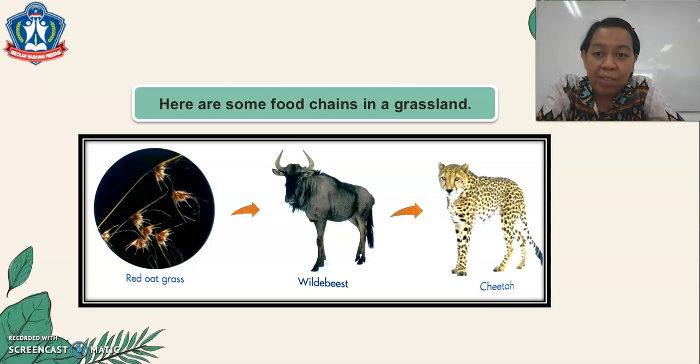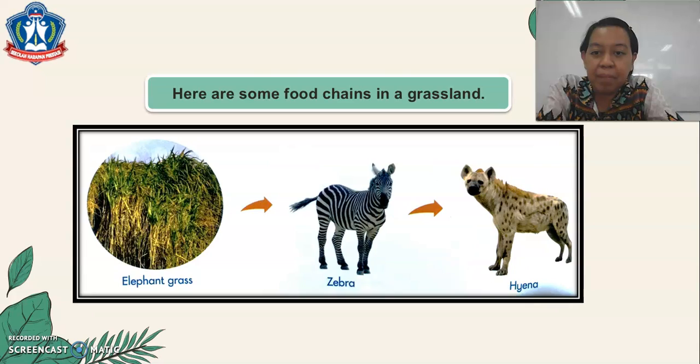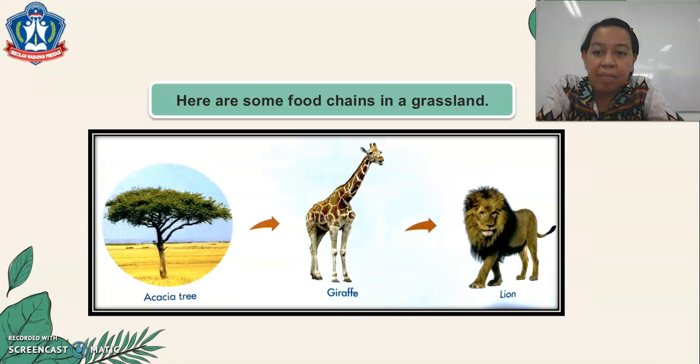Red oak grass is the producer and the consumers are the wildebeest and cheetah. Elephant grass is the producer and the consumers here are the zebra and hyena. And the acacia tree is the producer and the consumers here are the giraffe and the lion.